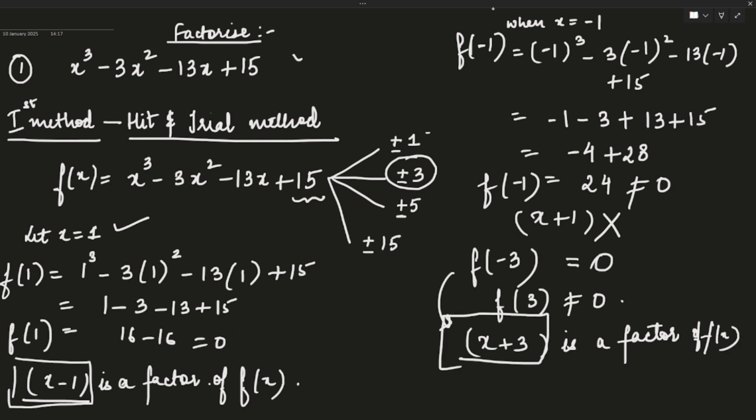Now we know that this is a cubic expression, so it is bound to have three factors. Our first factor is x minus 1, our second factor is x plus 3. Now we'll find out the third factor. F of 3 will also come out as not equal to 0.